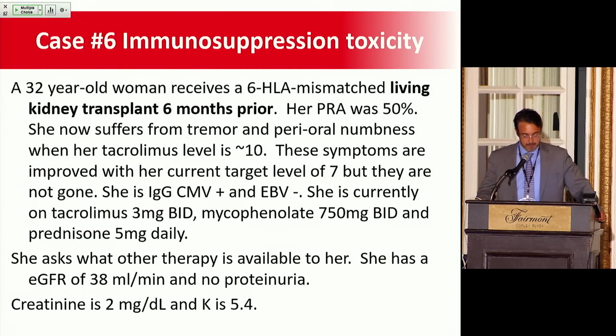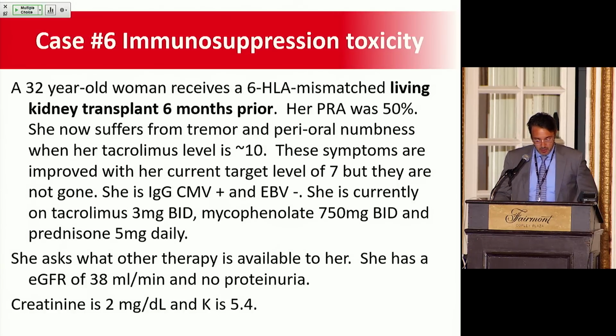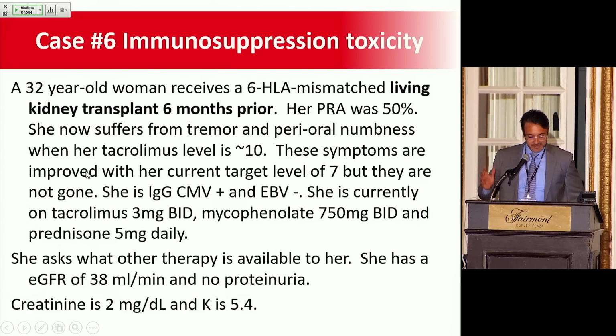Immune suppression toxicity. So let's talk about this 32-year-old female who received a 6 HLA mismatch from a living donor, and her PRA was 50%. Now she has tremor and perioral numbness when her tacrolimus trough level is around 10. These symptoms have improved with a current level of 7, but they're not gone. She's CMV IgG positive and EBV negative. She takes tacrolimus 3 mg twice a day, mycophenolate and prednisone, and she asks about other therapies that are available to her. She has a GFR of 38 and no proteinuria, creatinine is 2, and the K is 5.4.